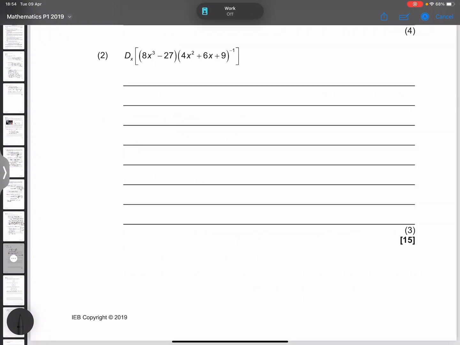So they say to us, we're trying to find the derivative with respect to x of that expression. Now, I want you to note this entire thing inside this bracket is raised to the exponent minus 1. So what does that mean? I'm going to rewrite this. That means the top part becomes 8x cubed minus 27, and this part now comes to the denominator, x squared plus 6x plus 9.